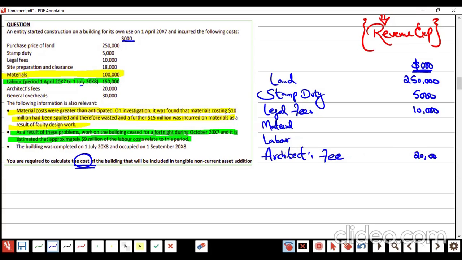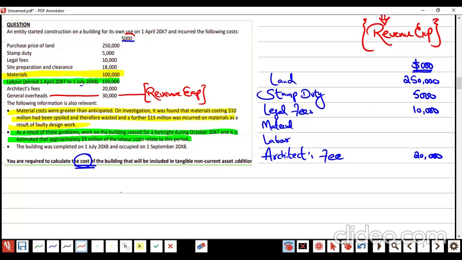General overhead, what do you think? General overheads are fixed costs, revenue expenses, right? In costing, fixed costs; in financial accounting, they are recurring expenses, okay? Now talking about material.